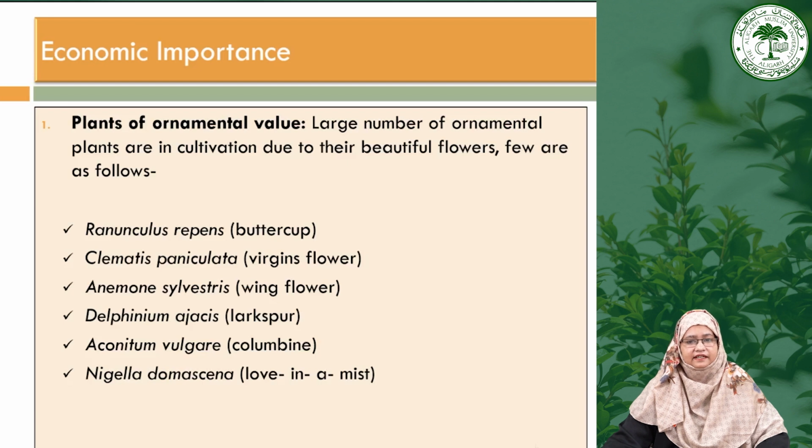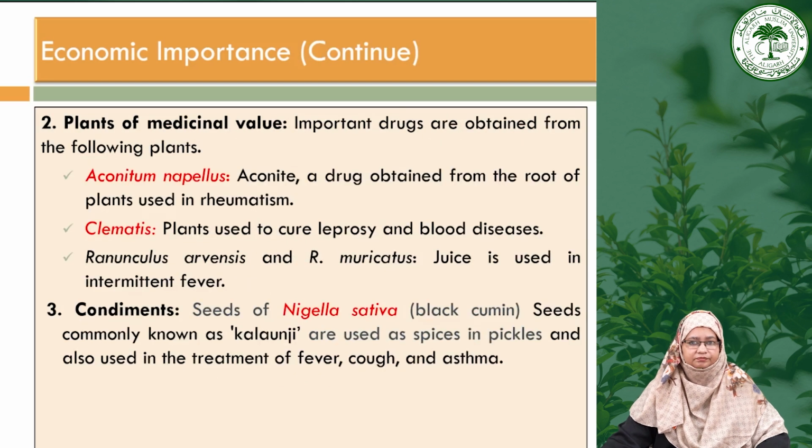Other noteworthy plants like Anemone sylvestris, known as the wind flower, and larkspur or Delphinium ajacis, revered for its stunning spikes of flowers. The columbine, Aconitum vulgare, adds intricate beauty to gardens, while Nigella damascena, commonly known as love-in-a-mist, offers unique textures. These plants not only enhance visual aesthetics but also contribute to biodiversity. Now, next we will discuss the medicinally important plants of the family Ranunculaceae.